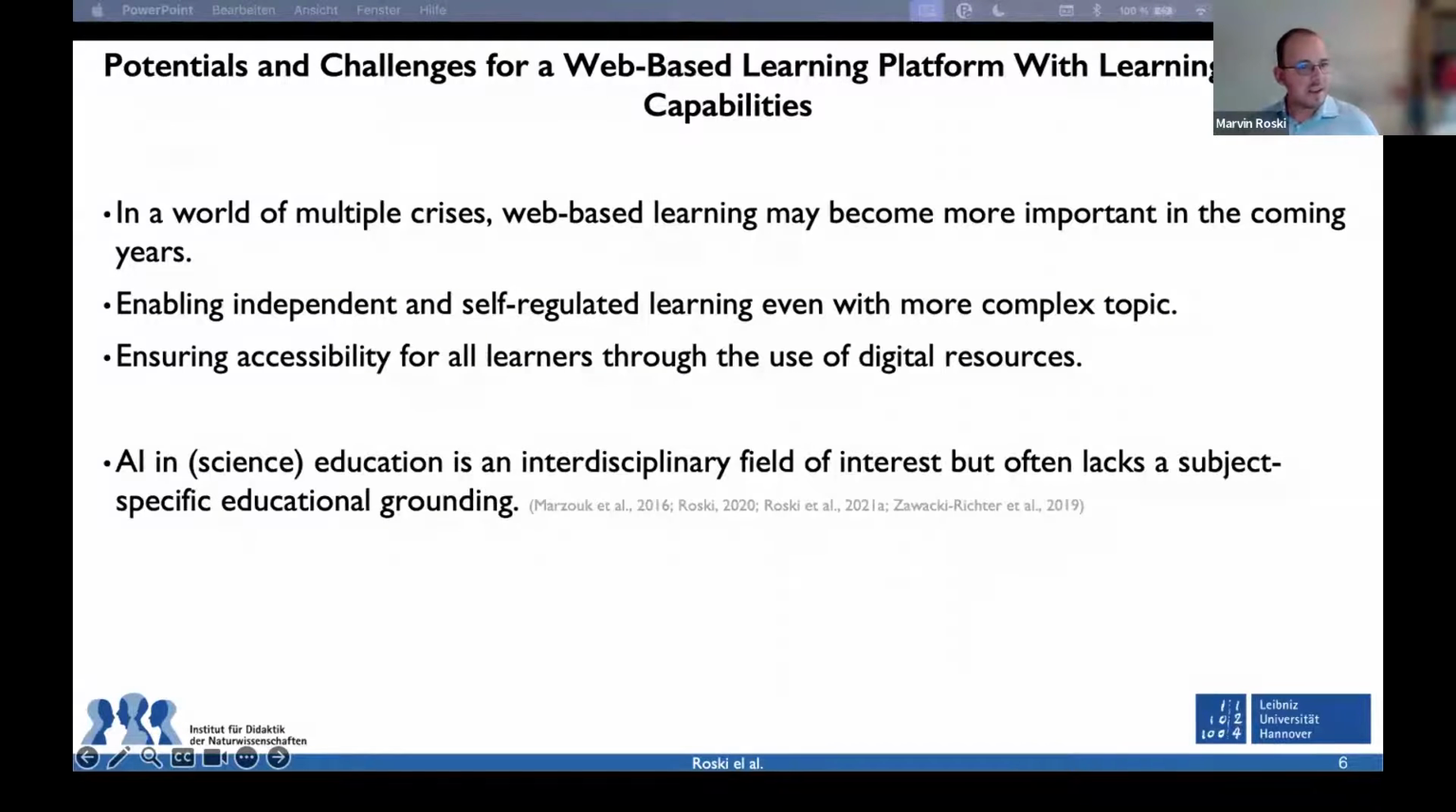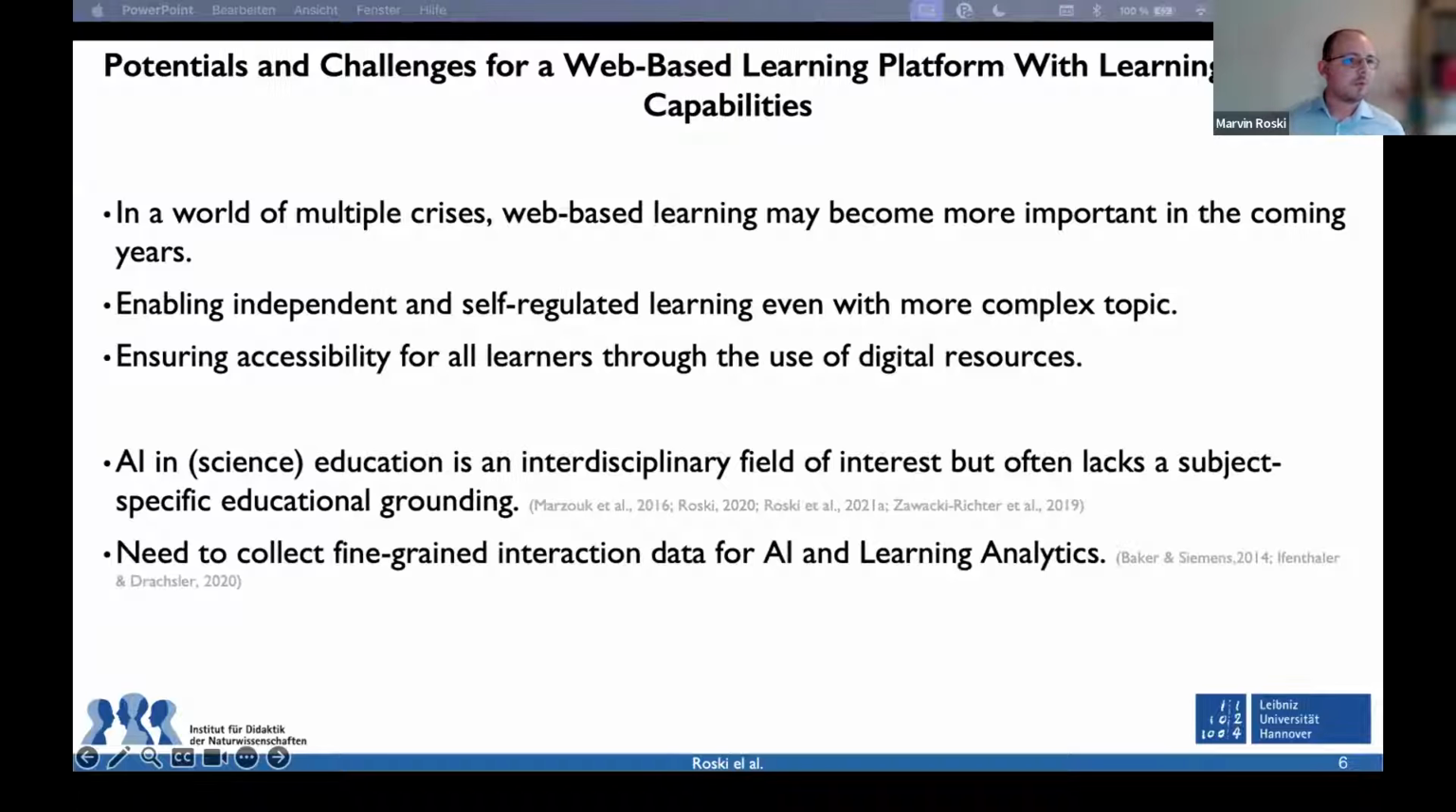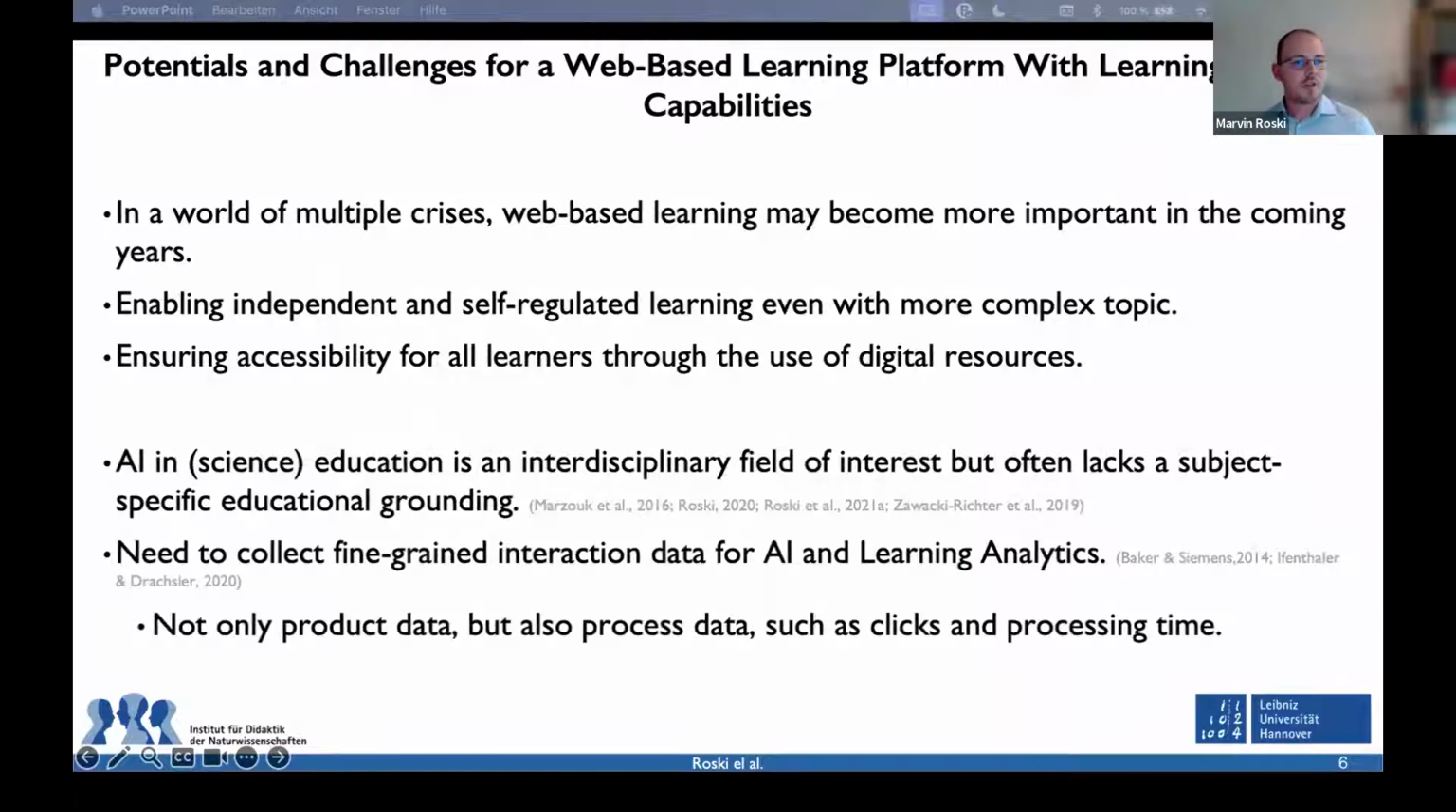Also, AI in science education is an interdisciplinary field of interest, but often lacks a subject-specific educational grounding. And within web-based learning, we need to collect fine-grained interaction data for AI and learning analytics applications. So not only product data, but also process data such as clicks and processing time.